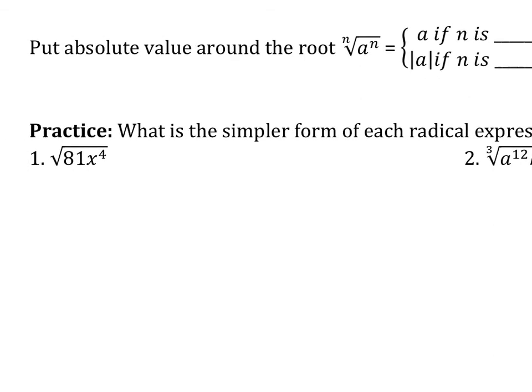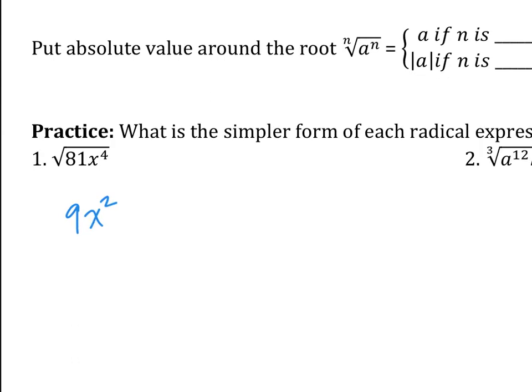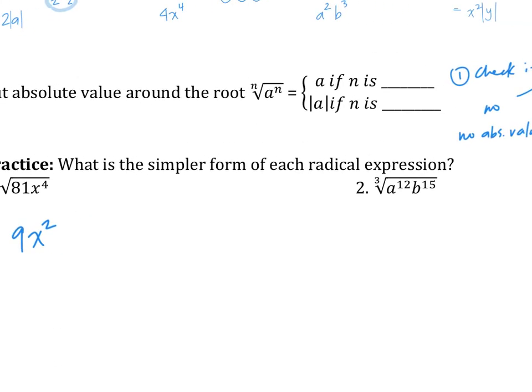Number 1 and 2. Number 1, the answer is 9x squared. Number 2, sorry about that, I don't think I gave you the right answer. It's a to the 4th, b to the 5th. No need for absolute value because it's a cube root, not an even root. So we don't need absolute value.